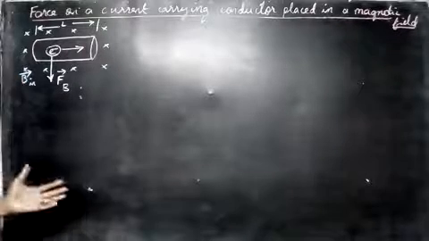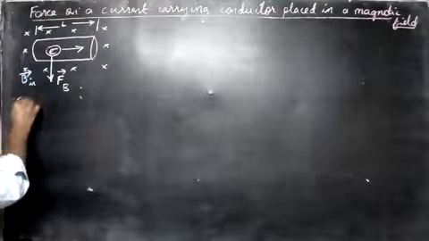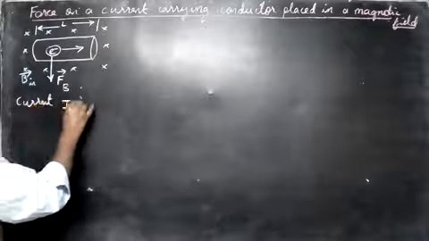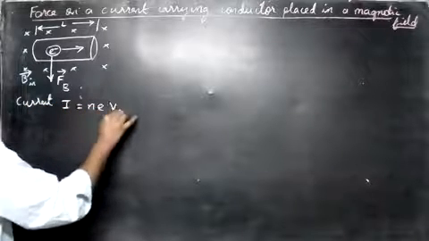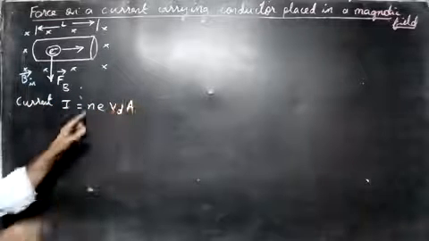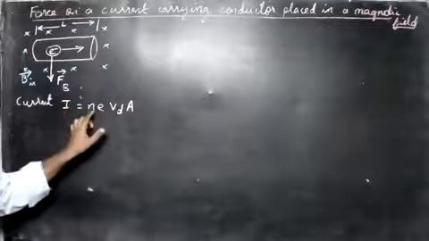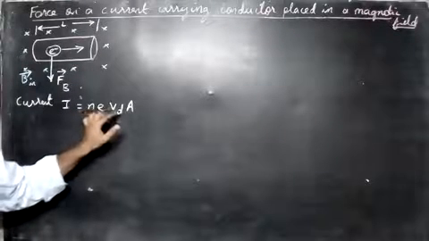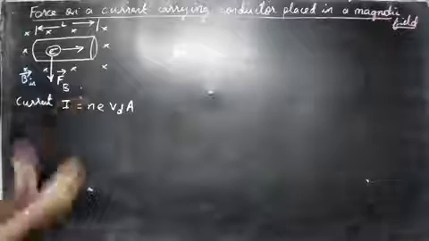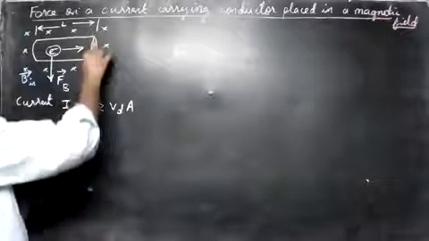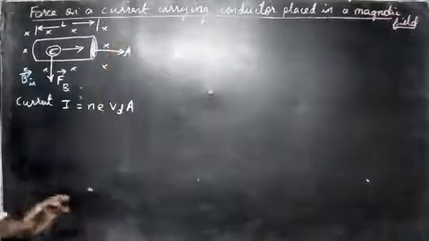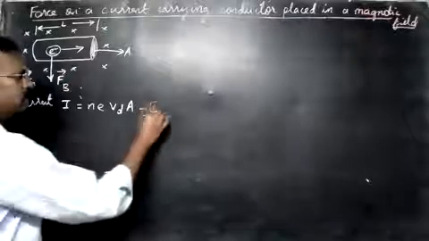Now we learned in the second chapter that the current in a wire is I equals neVdA. Here I means current, n means number of electrons per unit volume, e is the charge of electron, Vd is the drift velocity, and A is the area. This will be like a circle here, and its area will be A. Let's write this as equation number 1.